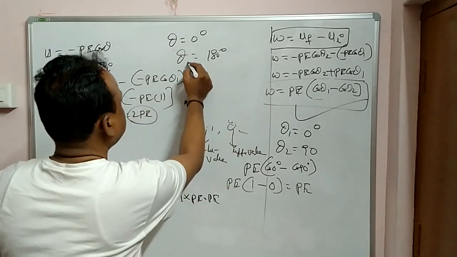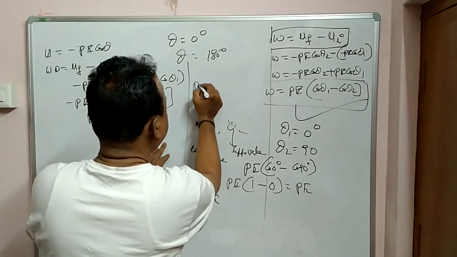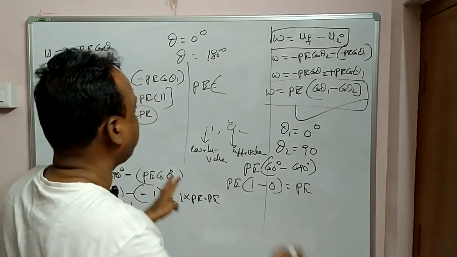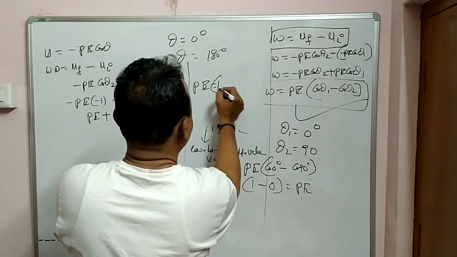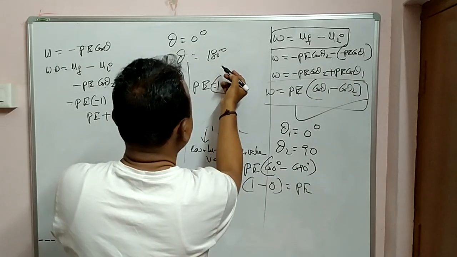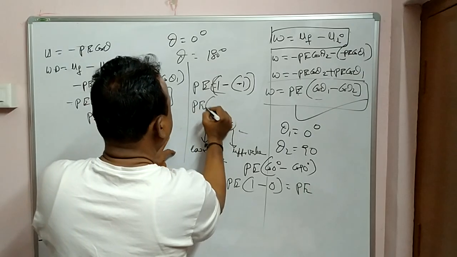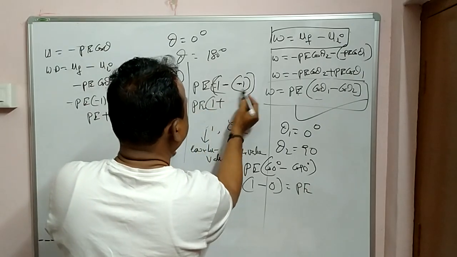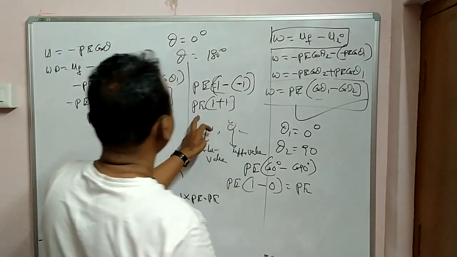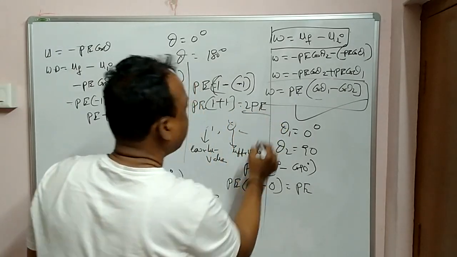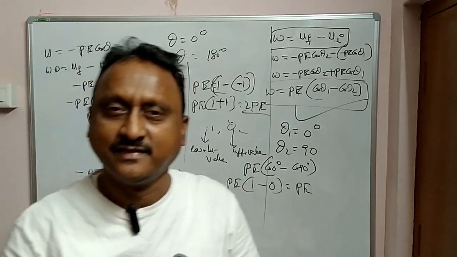Direct method, this is the original form. Work done is PE into cos theta 1 minus cos theta 2. Cos theta 1, cos 0 is 1, minus cos theta 2, cos 180 is minus 1. So PE into 1 minus of minus 1, that is 1 plus 1, 2 into PE, 2 PE. See, with both methods the answer is the same.